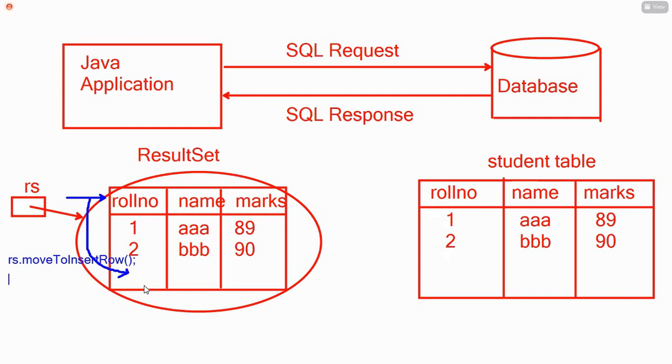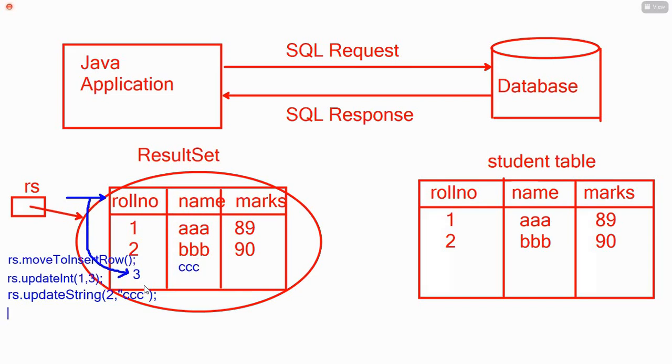How to fill? rs.updateInt, column number 1, roll number 3. Then 3 is inserted here. Again here, rs.updateString, 2 comma name, suppose triple C, I'll write. Then triple C is inserted here.